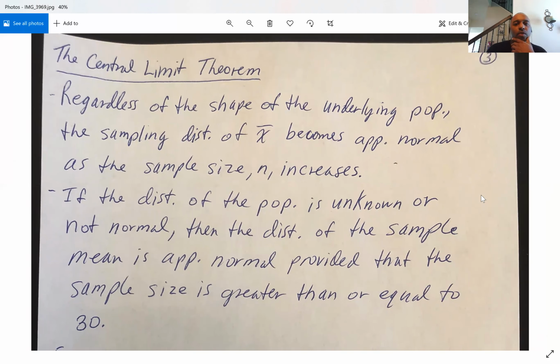All right, so here we have the central limit theorem. It says regardless of the shape of the underlying population, the sampling distribution of X bar becomes approximately normal as the sample size N increases. So if the population is, let's say, skewed right, if you take a large enough sample size, it can be considered approximately normal. So if the distribution of the population is unknown or not normal, then the distribution of the sample mean is approximately normal, provided that the sample size is greater than or equal to 30. So 30 is going to be our magic number.